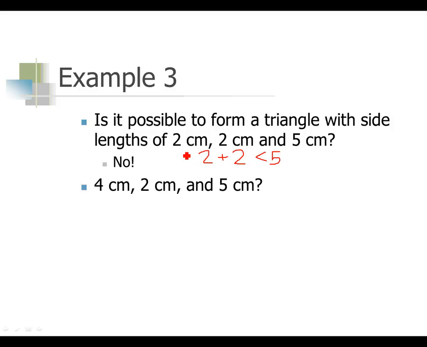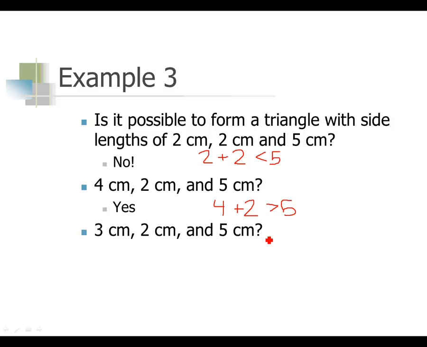So, try this one out. 4, 2, and 5. Do you think it's possible that if I had some string or some boards or whatever it be, and one was 4, one was 2, and one was 5, can I make a triangle? Correct answer is yes, because 4 plus 2 is 6, which is greater than 5, so yes, those could be connected.